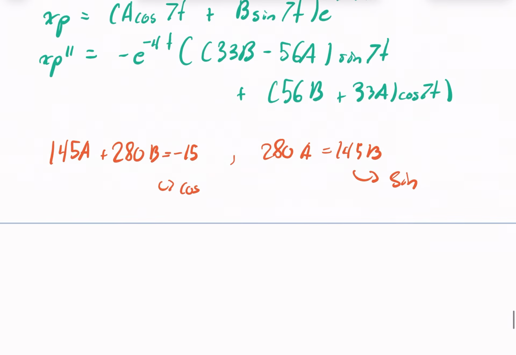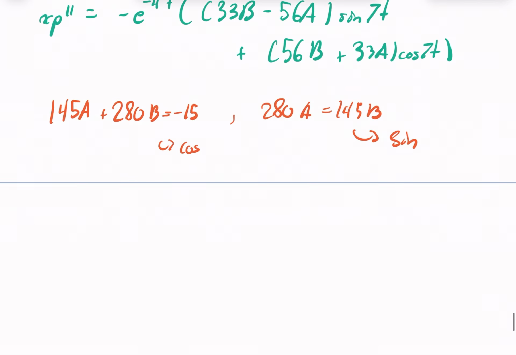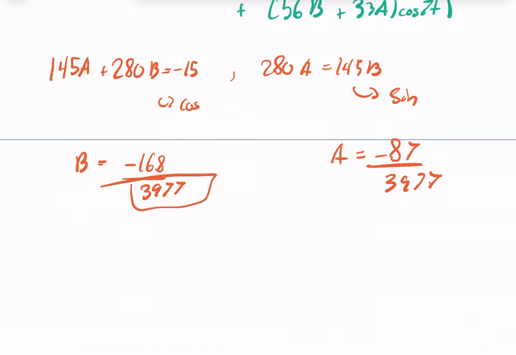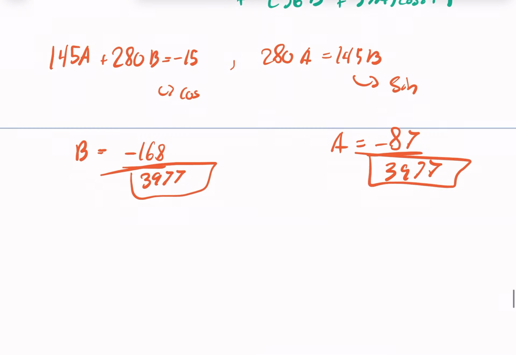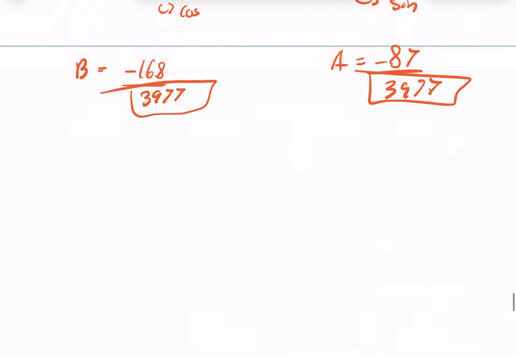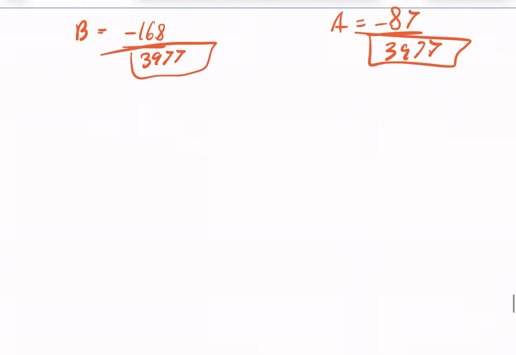You're just gonna kind of isolate and then plug back in. You'll get b equals negative 168 over 3,977, and you'll get a equals negative 87 over 3,977. If you don't get something with the same denominator or something similar, you most likely messed up somewhere. So keep that in mind.